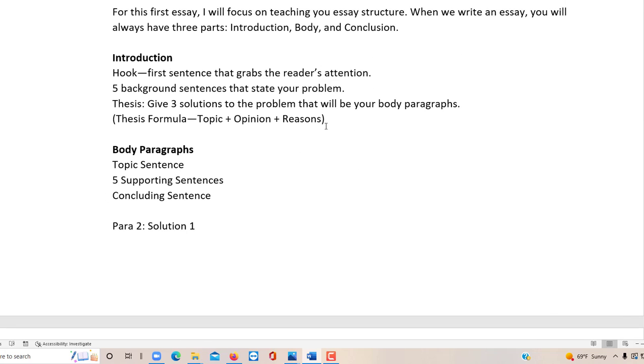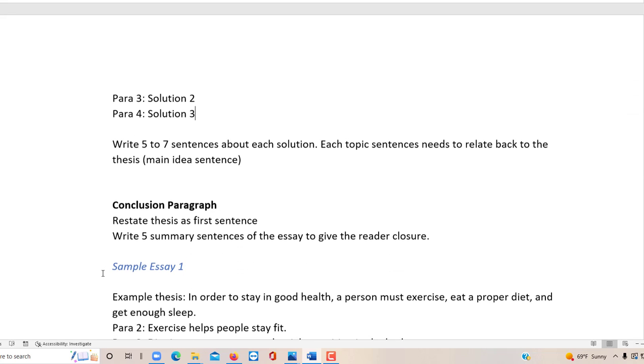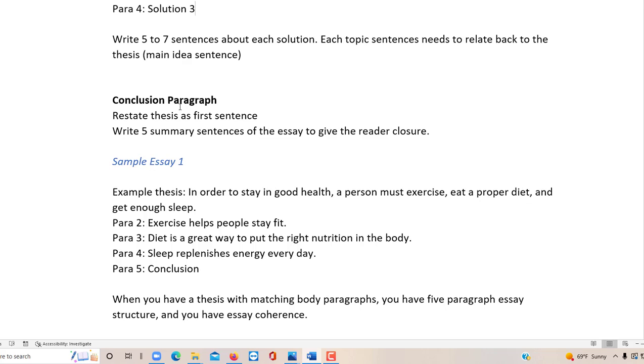So the number of reasons determines the number of body paragraphs that you're going to have in your essay. And each paragraph needs to be 5 to 7 sentences long. The different parts of your conclusion paragraph: you're going to restate the thesis statement as the first sentence of the conclusion paragraph. Then you're going to write 5 summary sentences to give the reader closure and tell the reader what to do in the future about your topic.